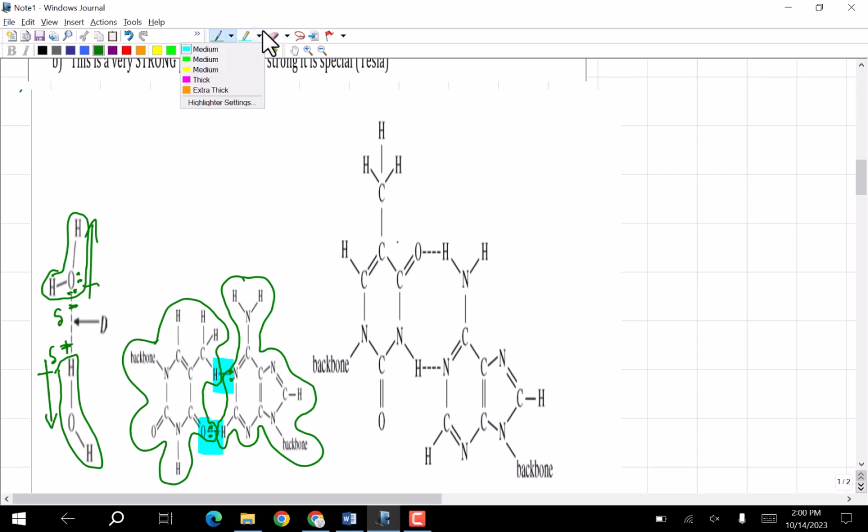Okay. So here, O to H and N to H, again, they have to be different molecules. Okay. That's it. By the way, these are not touching. It looks like they're touching, but really they're not touching. No touchy touchy.